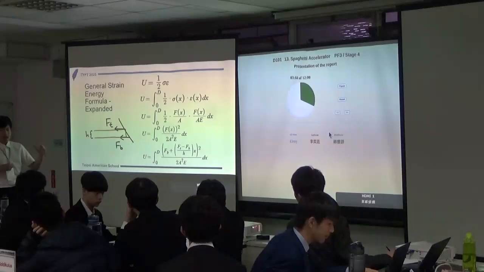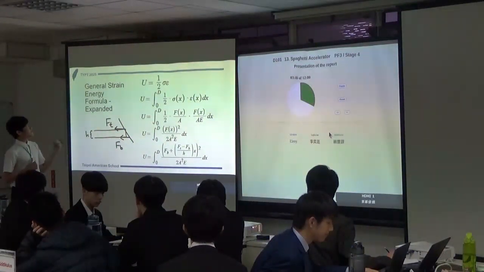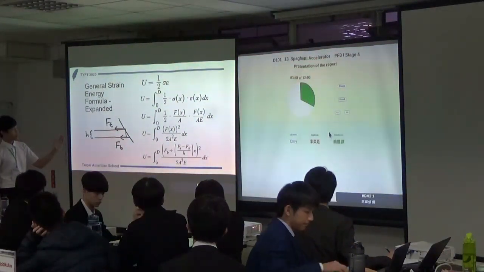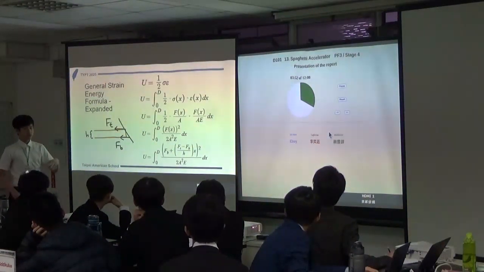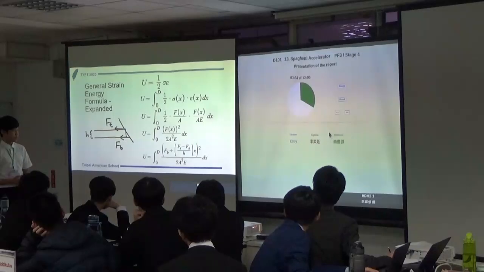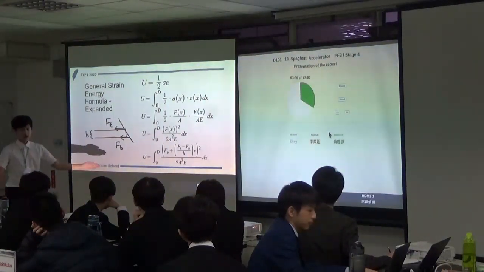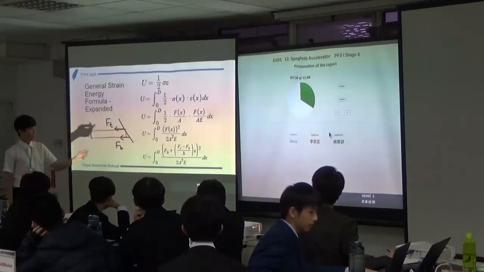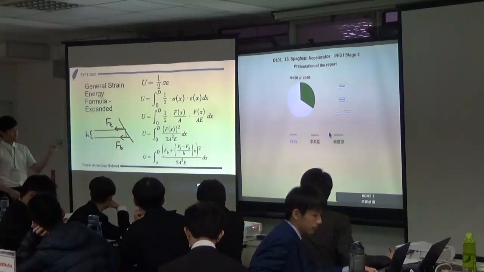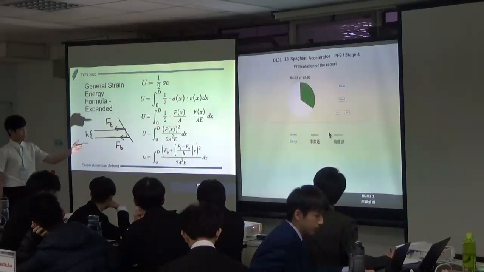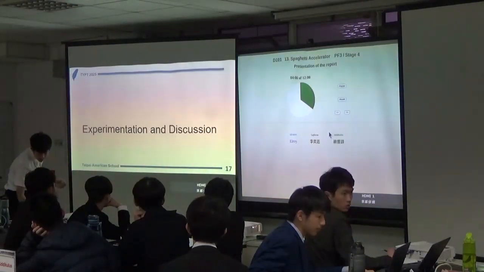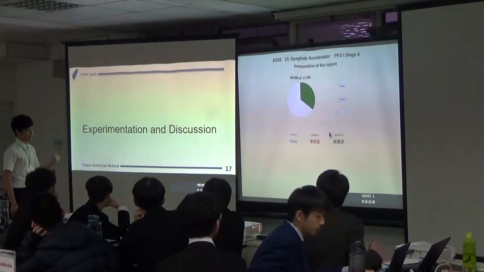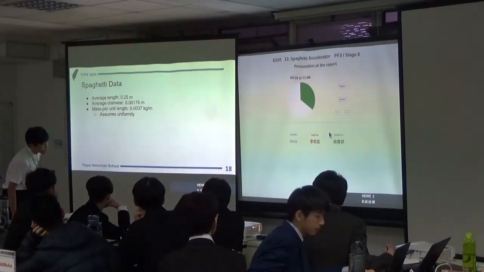So again, we revisit the general strain energy formula. We substitute again, and using linear interpolation we get this model down here, where d is the diameter of the spaghetti. Both of these models aim to explain the same phenomenon, which leads me on to my experimentation and discussion.